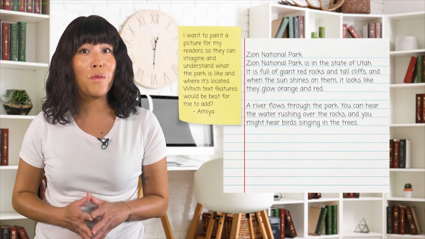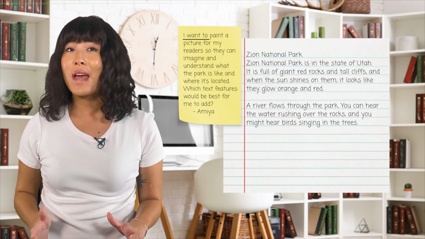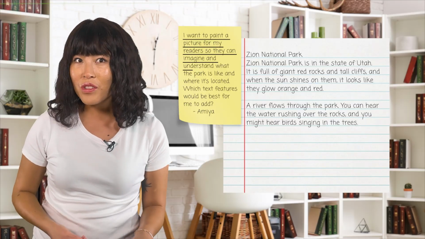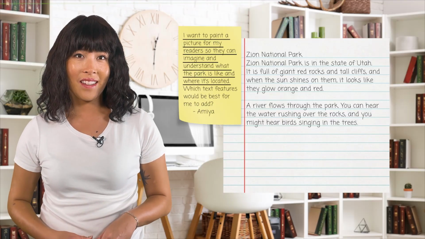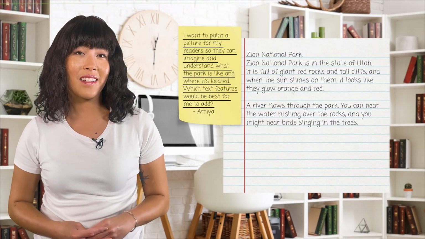My friend Amia wrote about a park she visited. Here's her question for us. I want to paint a picture for my readers so they can imagine and understand what the park is like and where it's located. Which text features would be best for me to add?